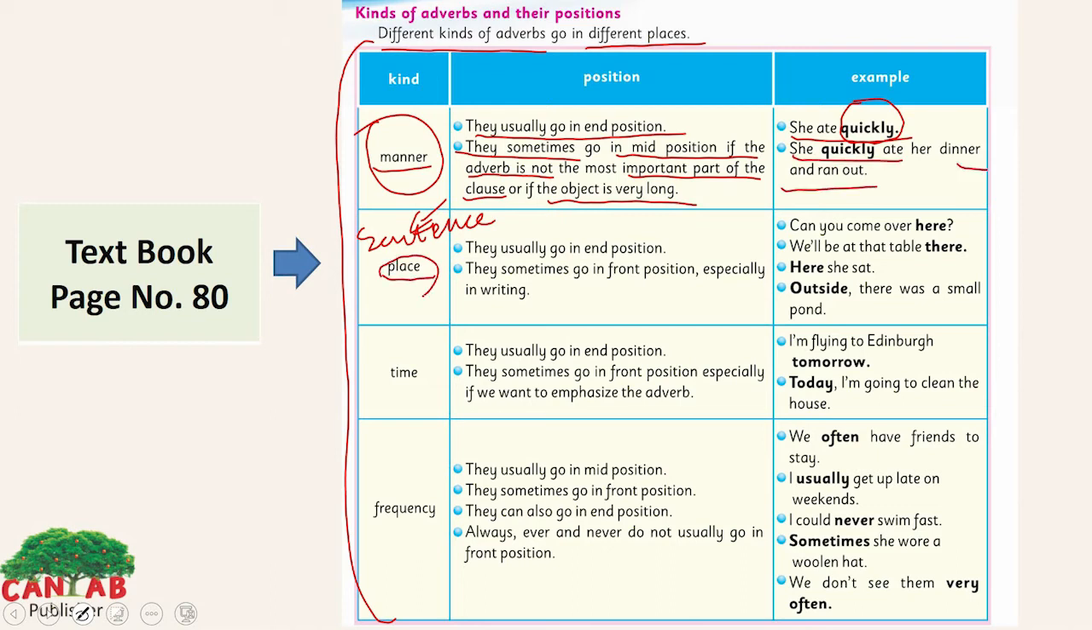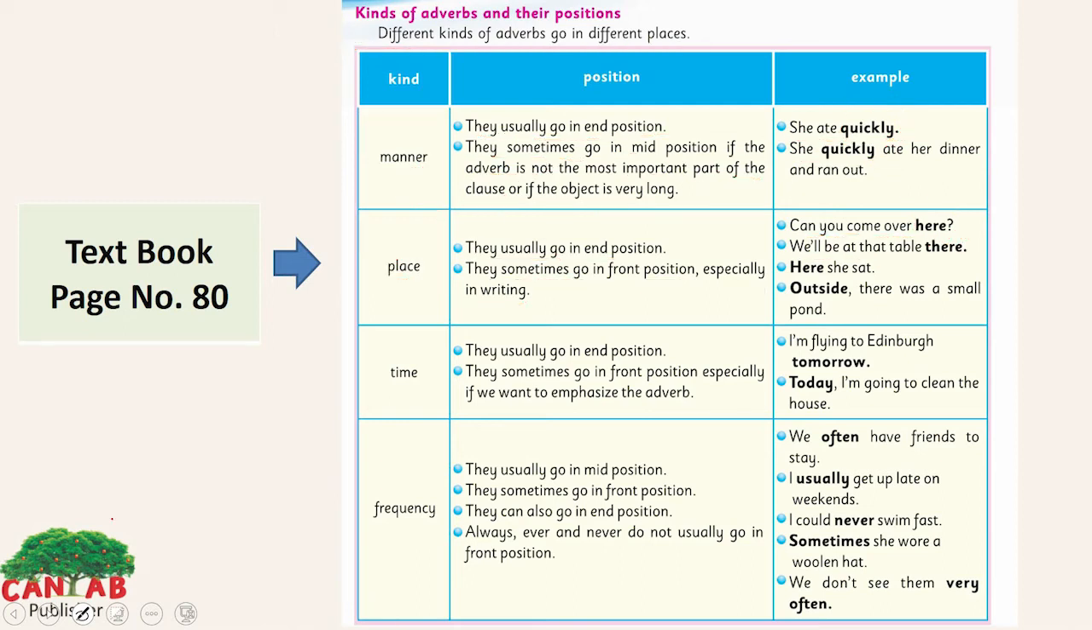Place, adverb of place here, they usually go in end position. Like, can you come over here? Here is adverb of place here. We will be at that table there. There is adverb here. They sometimes go in front position, especially in writing. जैसे कि मैंने बताया था आपको front में भी आ सकते हैं. Here she sat. Here, outside there was a small pond. Outside, as we discussed, they can be in front, mid, and in the end.